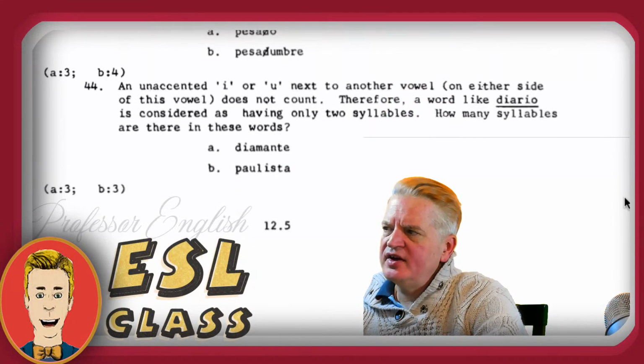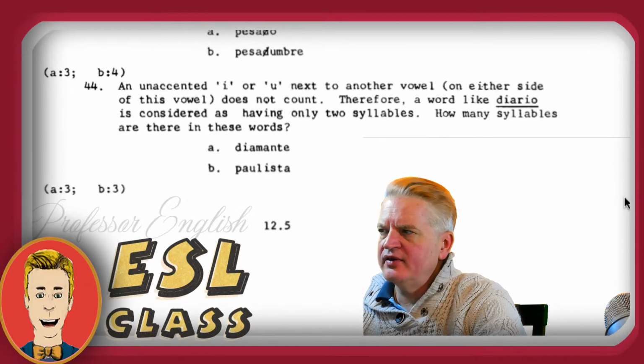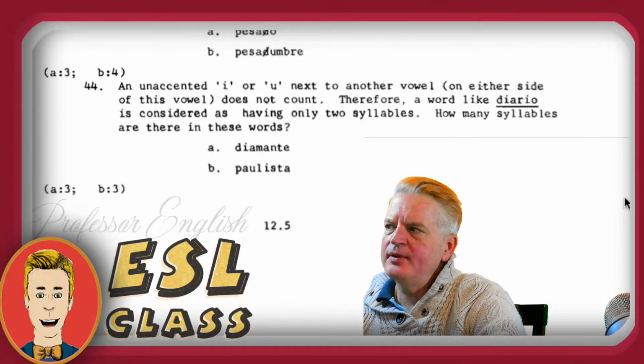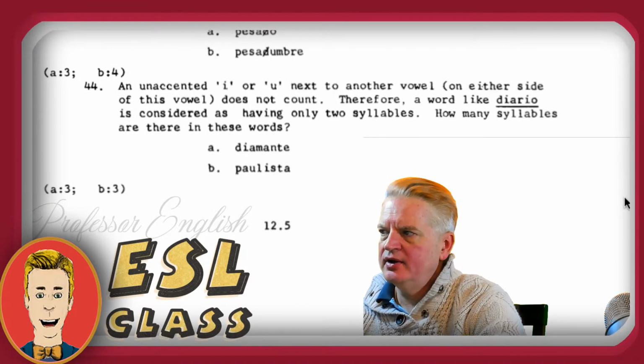An unaccented I or U next to another vowel does not count. Therefore, a word like diario is considered as having only two syllables. How many syllables are there in these words? Diamante, three, and paulista, three. They both have three.